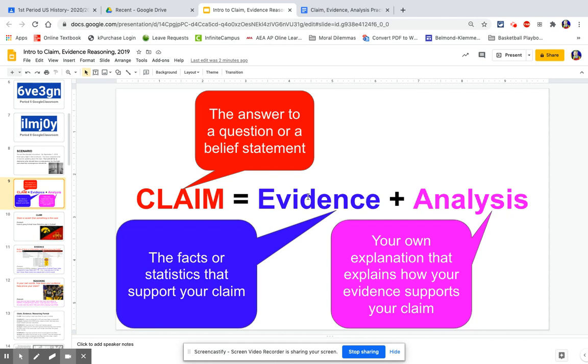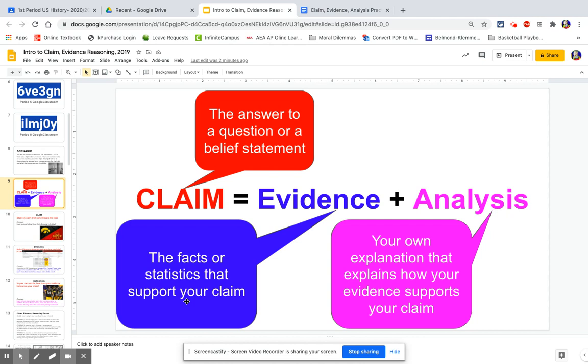All right, and evidence here, as you can see, is the facts or statistics that support your claim, and analysis is your own explanation of how your evidence supports your claim. All right, and we're going to use this type of writing a lot in class. Often we will use this type of writing right here. So this is something we are going to work on definitely throughout the entire year.